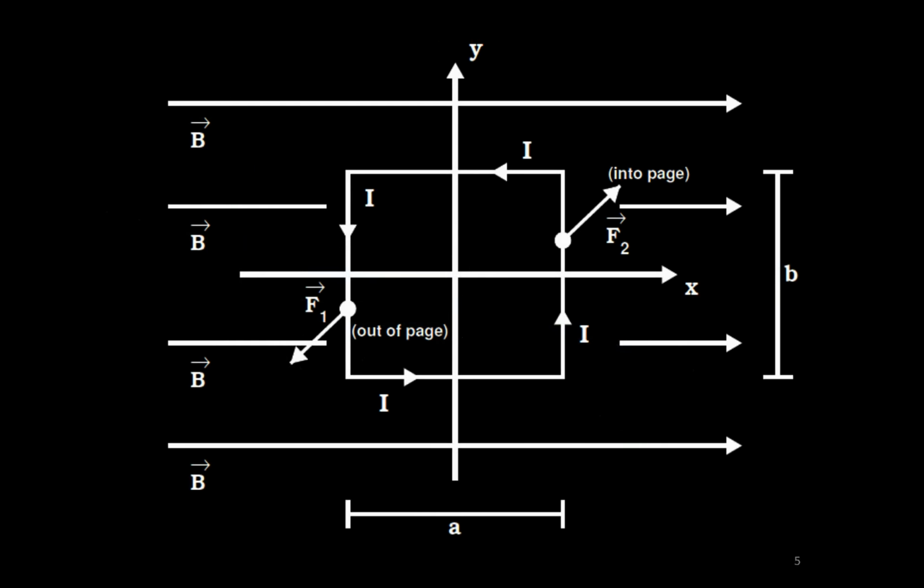And this is just another diagram showing the same thing from a slightly different perspective. So here's our current running through this loop this way now, and that will cause a force out of the screen here and into the screen here, causing this loop to twist.